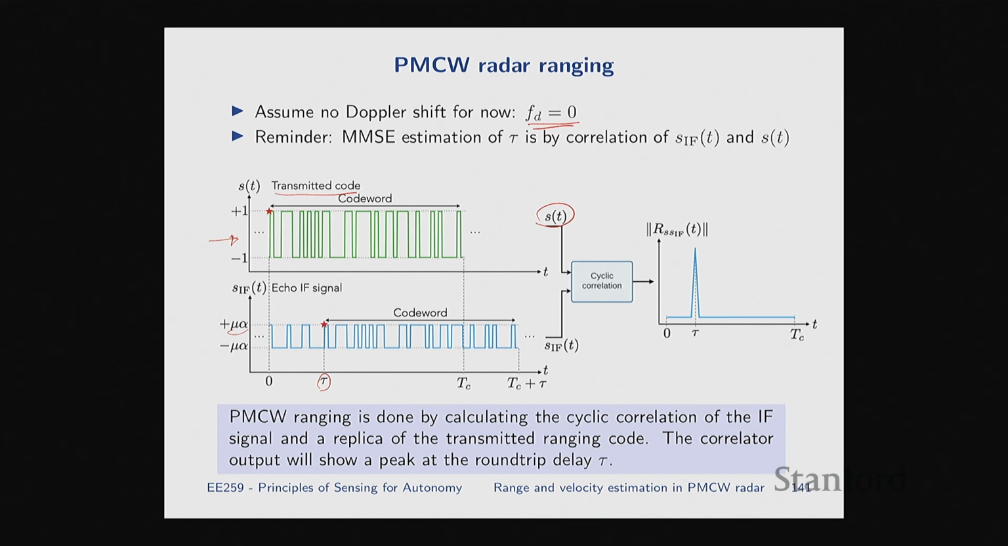And then as we know from GPS, if you correlate the two, that correlation is going to have a peak at an index that is proportional to the round trip time of flight delay, and you can then convert the tau to range, right? So R is basically tau c over 2. Did I get this right? I think so. Yeah. So that's super high level how the PMCW radar works.